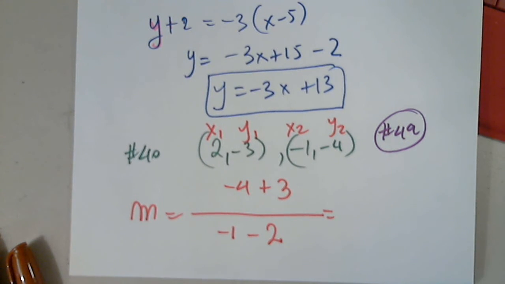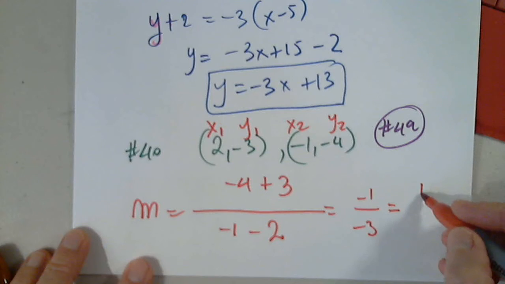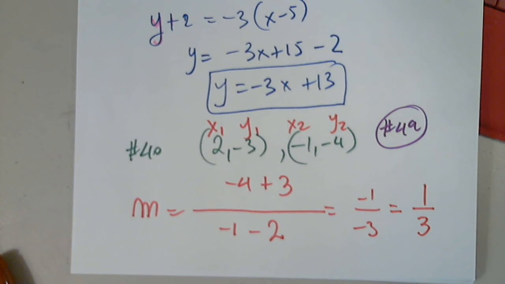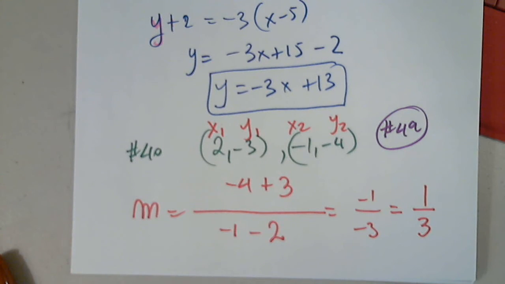So negative 4 plus 3 is negative 1. Negative 1 minus 2 is negative 3. Two negative numbers, when I divide them, we will obtain a positive number. Since we do not have the y-intercept, we do not have 0 comma a number, we will definitely look at y minus y1 equals the slope times x minus x1. We use the point slope form. The point slope form, exactly.